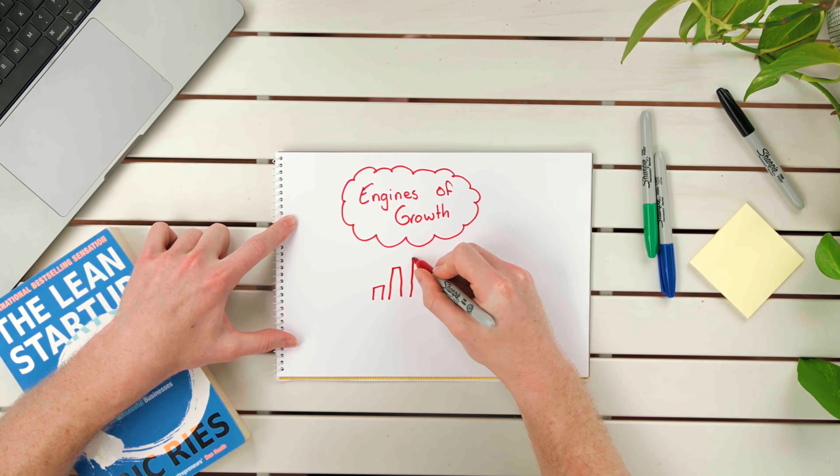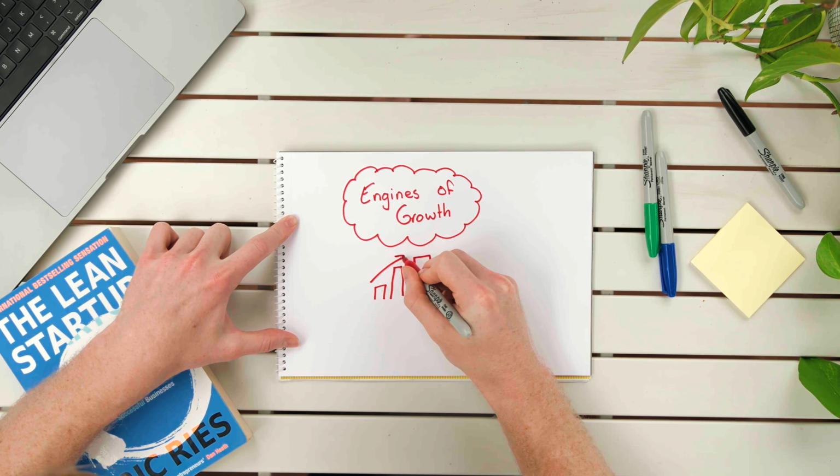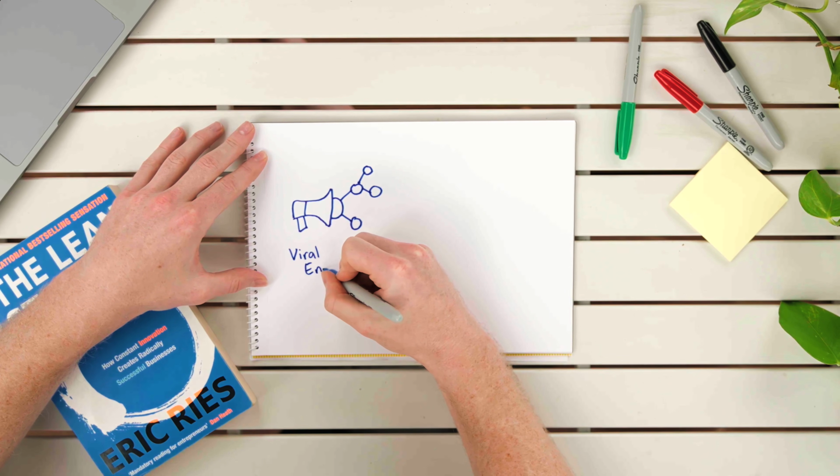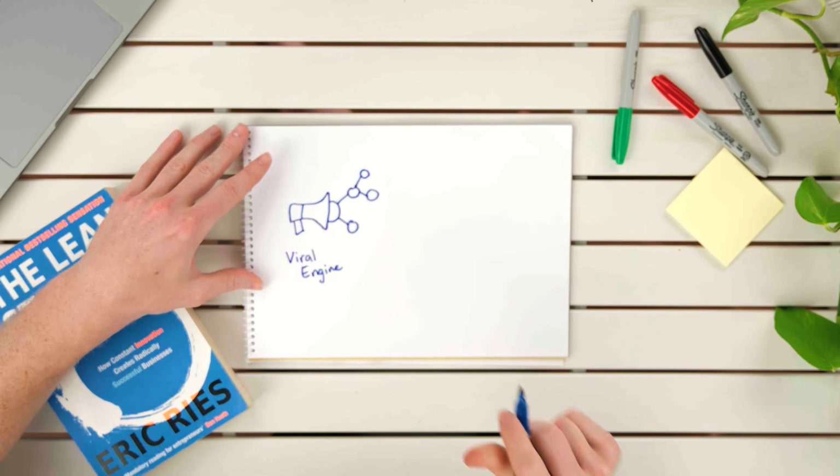The final takeaway that is absolutely gold in this book is talking about engines of growth. In the third section of Eric's book, he titles it Accelerate. He dives deep into how you can actually acquire customers for different types of startups. The first engine of growth is arguably the most powerful. And if you can crack it, you can make millions. It's called the viral growth engine.